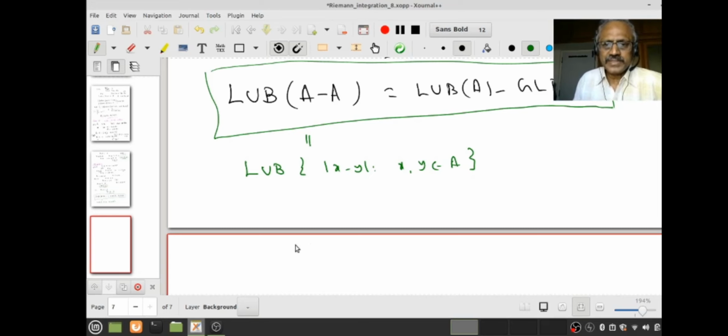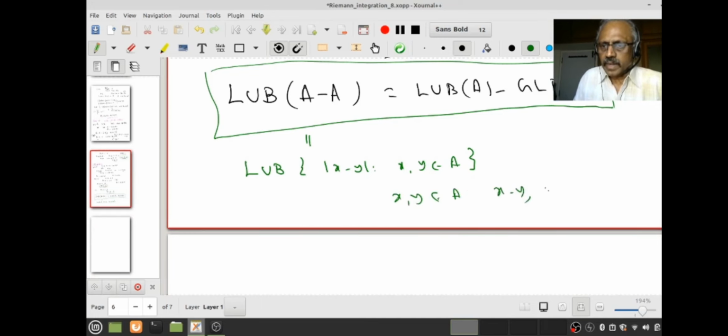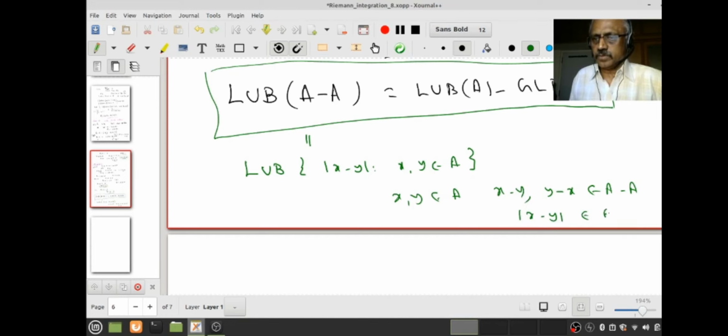Why is this clear? First, notice that if x and y are in A, x minus y and y minus x both are in A minus A. Do you understand that? Because in A minus A, I can take arbitrary x, arbitrary y and take their difference. Therefore, both are there. And hence, mod x minus y, which has to be one of them, the maximum of x minus y and y minus x, also belongs to A minus A. Because one of them has to be mod x minus y. You understand? Yes or no?